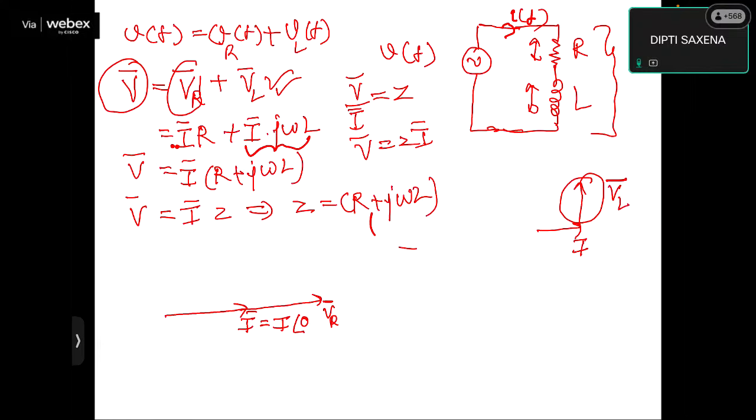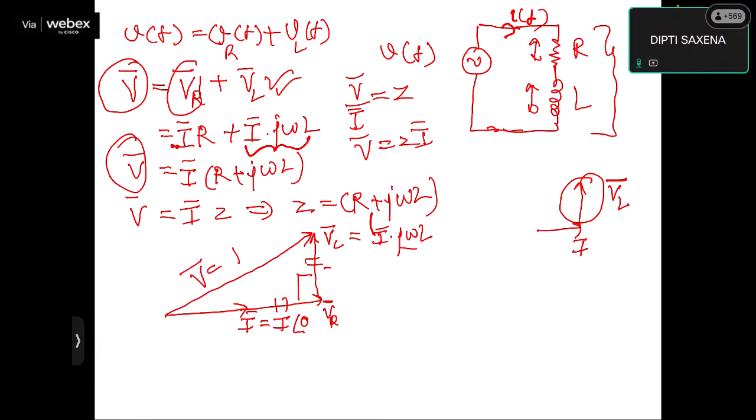So this is VR. Now, to VR I need to add VL. So this is your VL. VL is equal to I into j omega L. Now, this plus this is equal to V. That is, we move from this point to this point, this point to this point, or I can say I move directly from this point to this point, and this is equal to the voltage V. So this is the voltage V applied across it. So V is equal to I into Z.